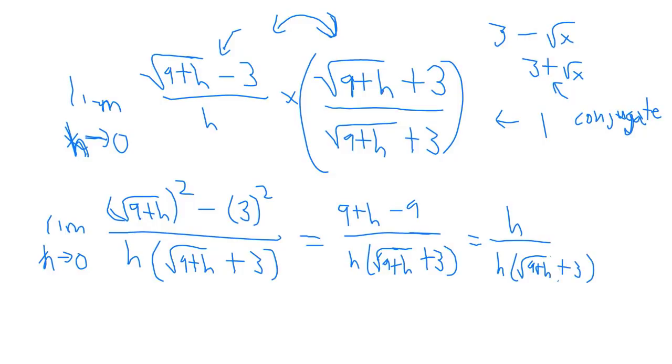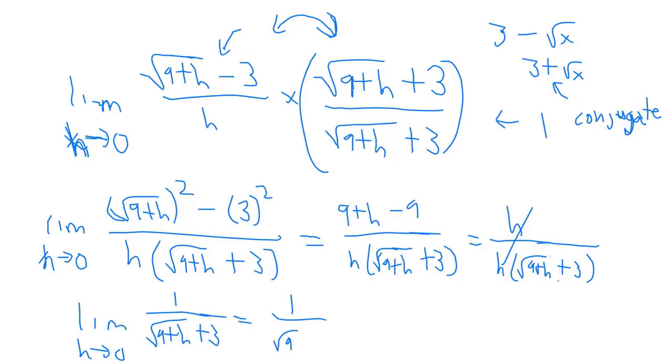Nine plus h plus 3. And these h's cancel to give you the limit as h goes to 0 of 1 over the square root of 9 plus h plus 3. Then that gives 1 over the square root of 9 plus 3, because h is 0, right? And that gives 1 over 3 plus 3, which is 1/6. And that's our final answer for this one.